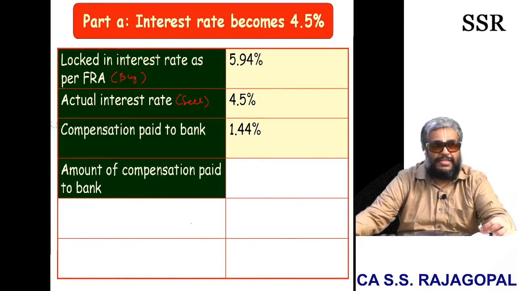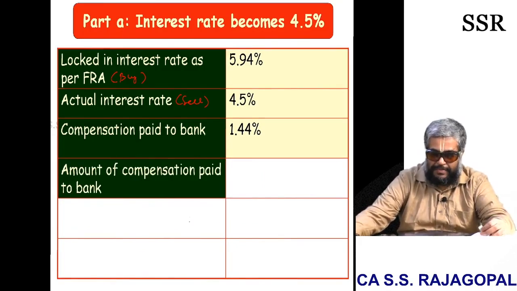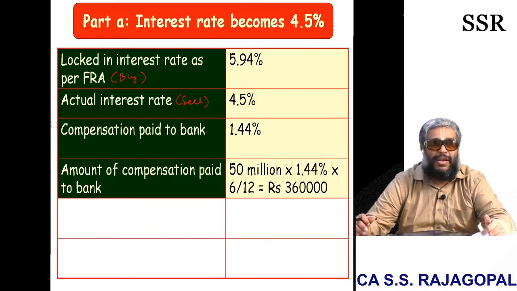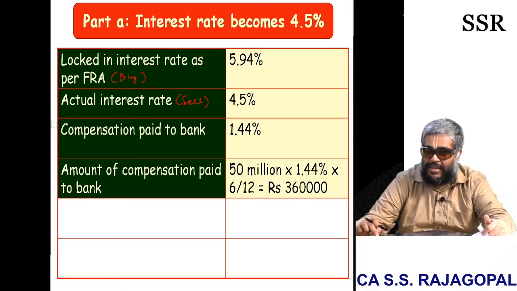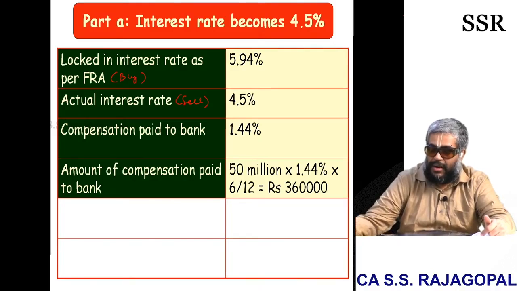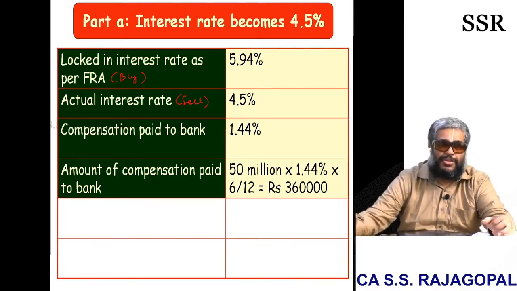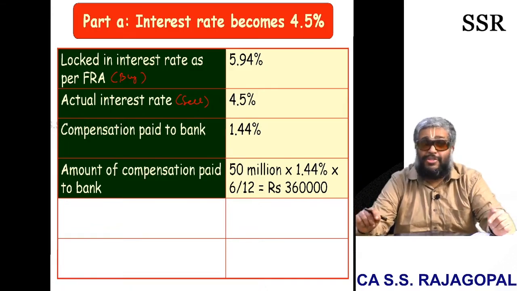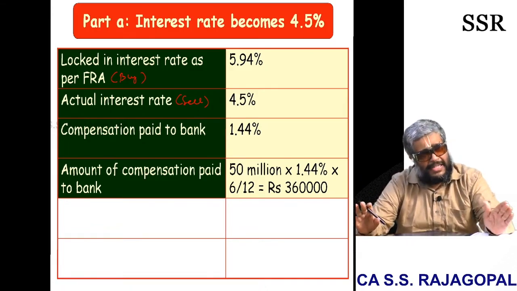Amount of compensation is 500 lakhs into 1, that is 50 million into 1.44% into 6 by 12. It is a 6 months interest rate, or not? So it is 500 lakhs into 1.44% into 6 by 12. It is 3,60,000. This compensation is payable at the end of 3rd month or 9th month. Normally that's how it happens.